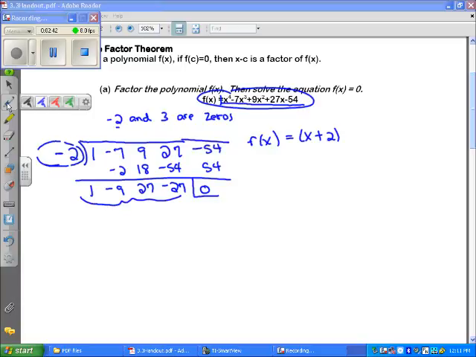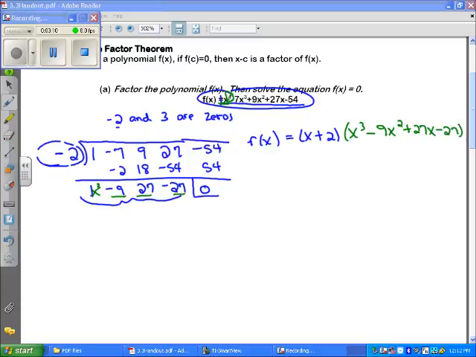Now, as a reminder, when you divide, you always want to start with the coefficient 1 degree less than the original polynomial. So since this is to the 4th power, this will go along with x cubed. So I'll have x cubed minus 9x squared plus 27x minus 27.